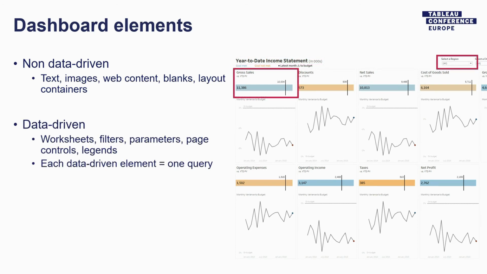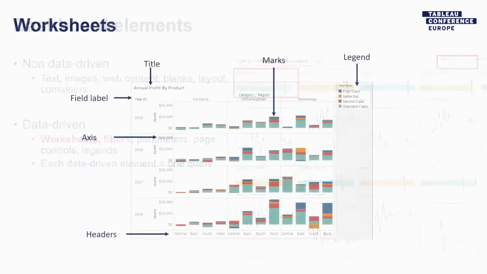The other kind of dashboard elements are those that are driven by the underlying data, for example, worksheets or filters. It is relevant to know how many dashboard elements on your dashboard are data-driven, because with every one of these data-driven dashboard elements, you send one query when the dashboard is loaded. There are several data-driven elements, but the most important ones are worksheets and filters. So we will dig in deeper into those two.